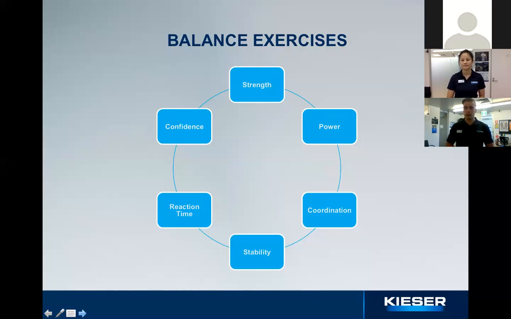Number three is coordination. You want to be able to use your limbs freely in space and coordinate them to each other. Number four is stability. We need to have stability around the joints to help protect against external forces. Number five is reaction time. How quickly can you respond to a certain stimulus? And the sixth one, probably one of the most important ones, is confidence. You need to have belief in your own ability to do a task. If you're not very confident at walking upstairs, for example, you're going to find it hard before you even try. So by building up those other five components of balance, your confidence should improve as well.